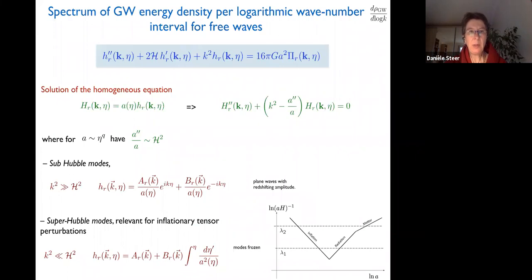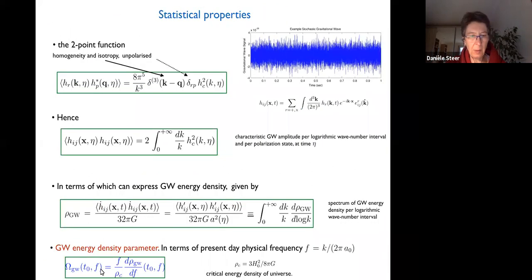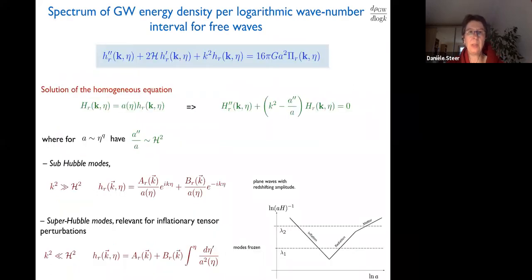Okay, so now I want to do an exercise, just so that we see if we understand these equations. I want to try and calculate this quantity for free gravitational waves. So I want to calculate the spectrum of gravitational wave energy density per logarithmic wave number for free waves.